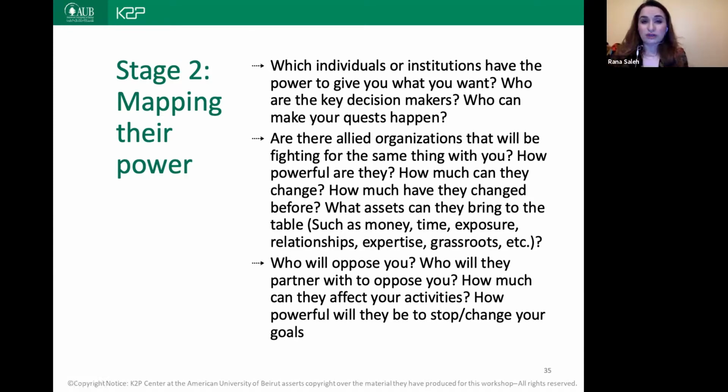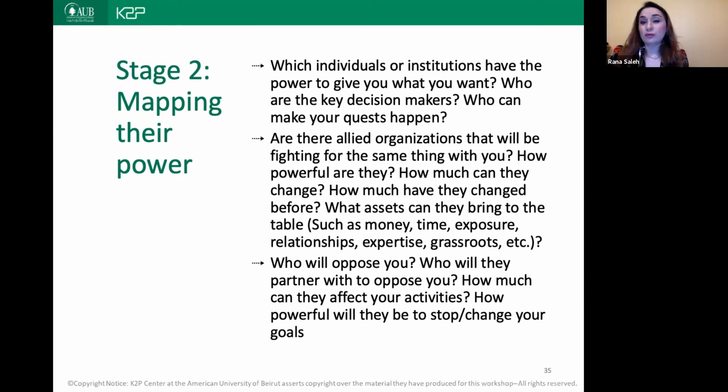For example, which individuals or institutions have the power to give you what you want? Who are the key decision makers? And who can make your requests happen? Think of your problem and think of the solutions when you're thinking about the stakeholders. So for example, if your problem is, as we will share in our example, childhood obesity, and the solutions are in schools, and one of the solutions is related to product reformulation, then you have to engage with the Ministry of Industry, and you have to engage with the industry themselves, or not engage with them, but at least have them as stakeholders mapped.